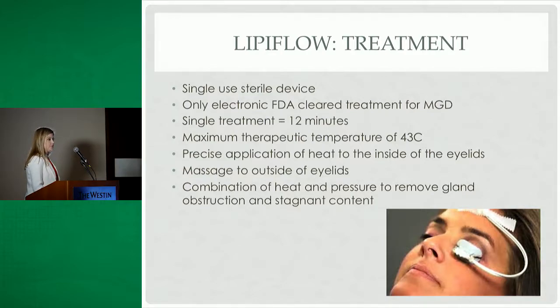So as opposed to just placing warm compresses on top of the lid, this is actually getting the heat to the inside of the eyelid where the meibomian gland is. It will also massage the outside of the eyelid, so that combination of heat and pressure removes gland obstruction and stagnant content.